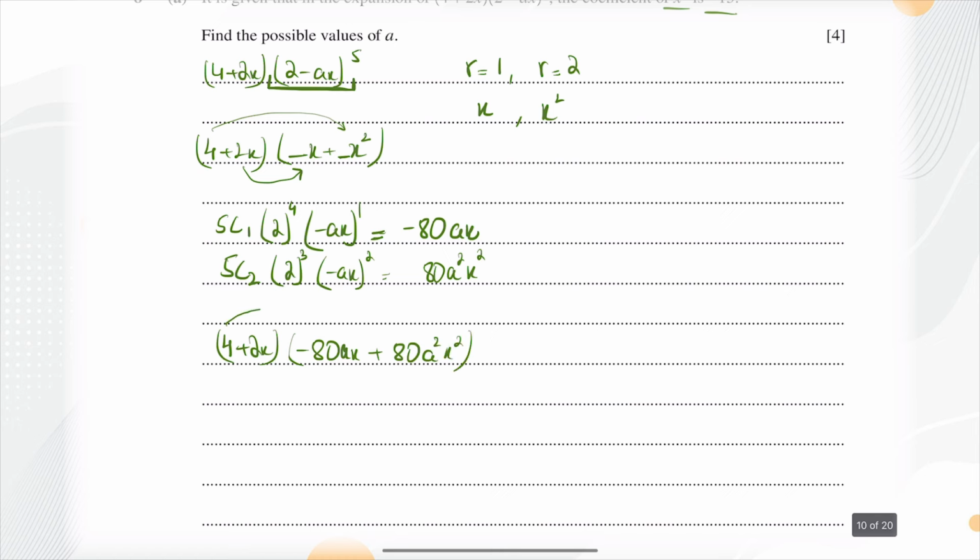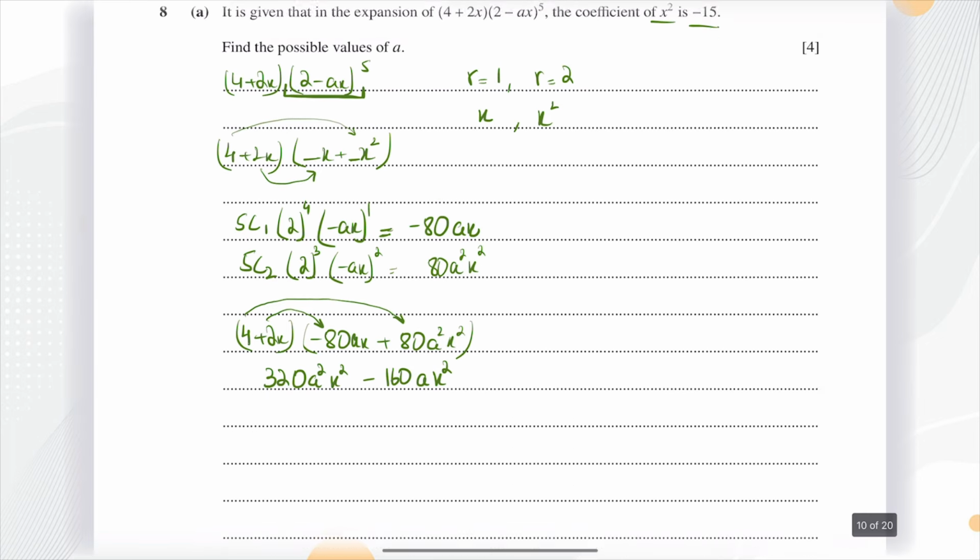So 4, when you multiply it by positive 80a square x square, 8 into 4 is 32, and then 320. So 320a square x square. I'll just write down the answer directly. Minus, why minus? Because 2x gets multiplied by minus 80ax, so that gives us minus 160ax square.